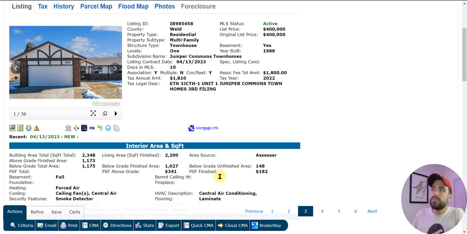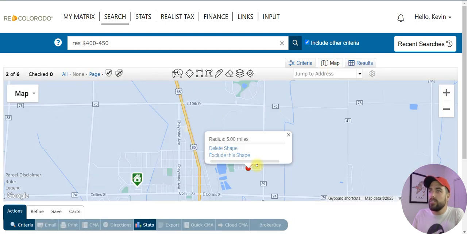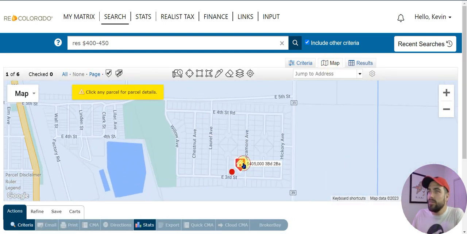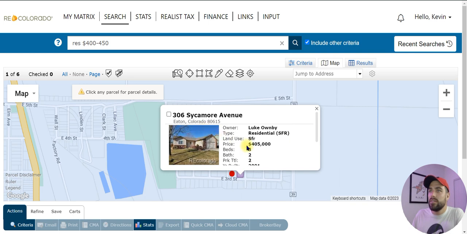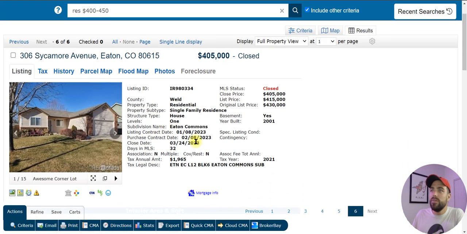Now let's check out the other one that was near you. I think this is the one that was right across the street. Yeah, so this is 306 Sycamore, right across the street from you. They listed it for 430. They eventually dropped the price, and I want to see how long it took them.